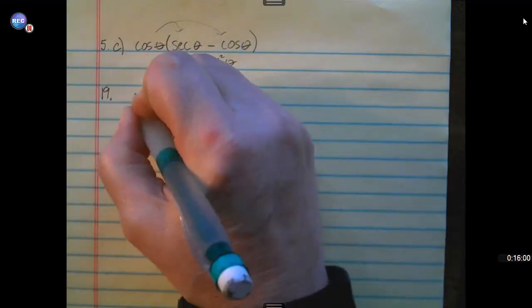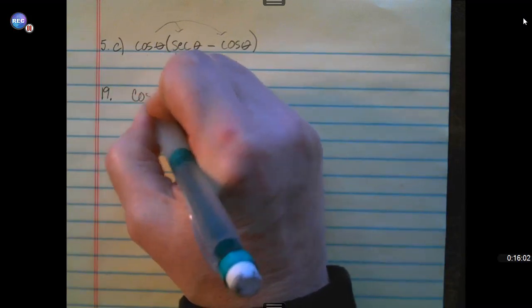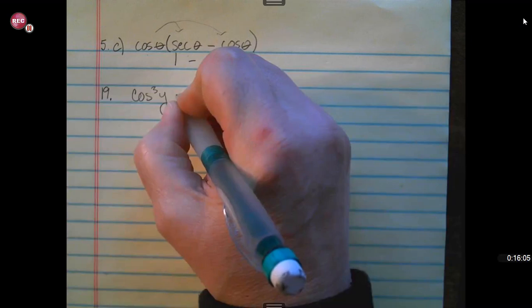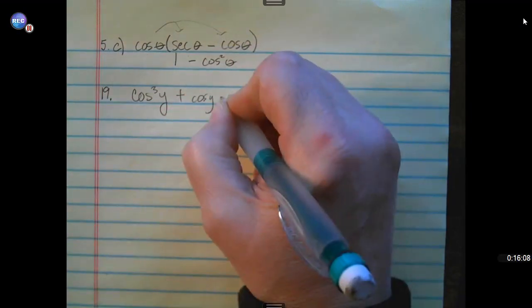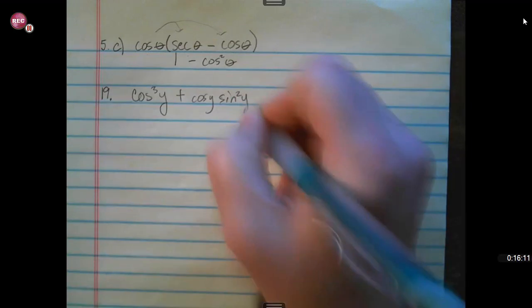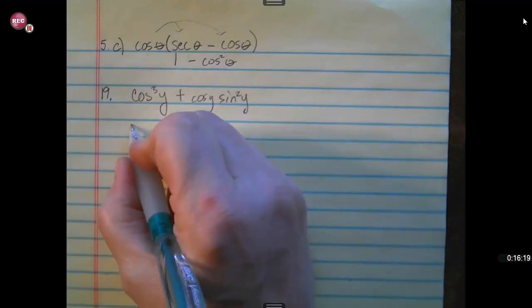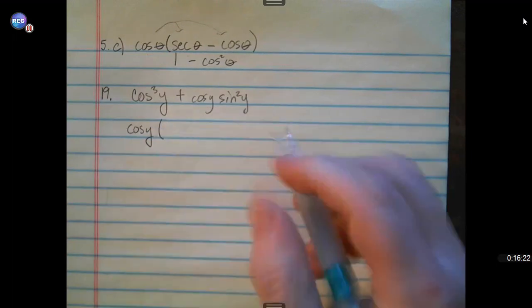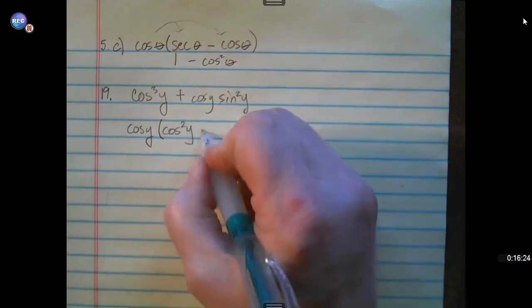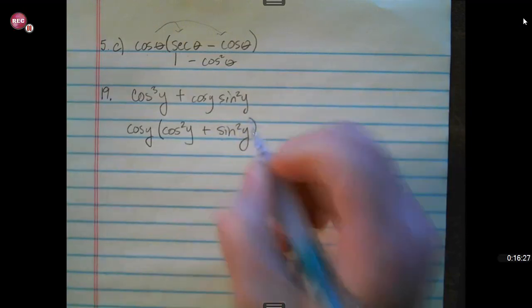Look at number 19. Looks so difficult, but it's not. Cosine cubed y plus cosine y times sine squared y. So can't change everything to sine and cosine because it already is. But I can factor out a cosine y. And I get cosine squared y plus sine squared y. And by gosh and begolly, that's a Pythagorean identity. That's 1. So your answer is cosine y.